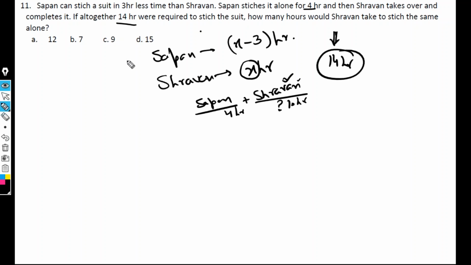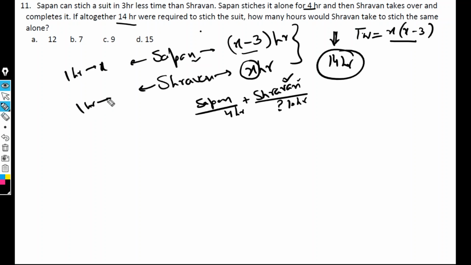So in this case again, let's assume total work to be LCM of x and x minus 3, which is x into x minus 3. If Sapan takes x minus 3 hours to complete this much of task, we can say in 1 hour Sapan will do x units of work. Likewise, in 1 hour Shravan will do x minus 3 units of work. When Sapan has worked for 4 hours, he must have completed 4x units. When Shravan has worked for 10 hours, he must have completed 10 into x minus 3 units.